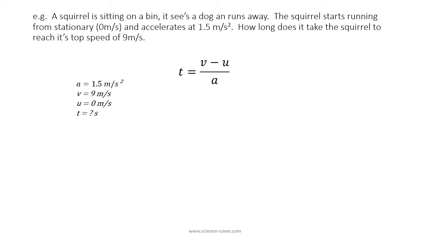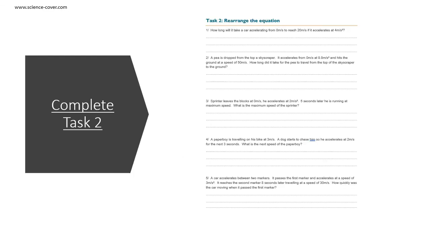We can substitute these values into the equation. Now we know that t is equal to 9 minus 0 divided by 1.5. And this is equal to 6. So the time must have taken 6 seconds. Pause the video and attempt task 2.